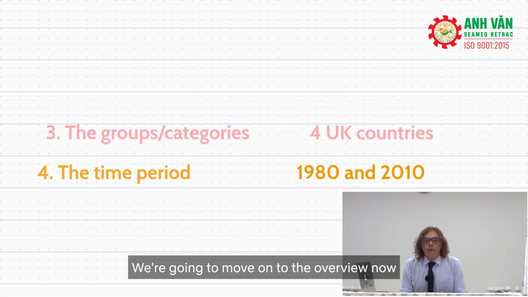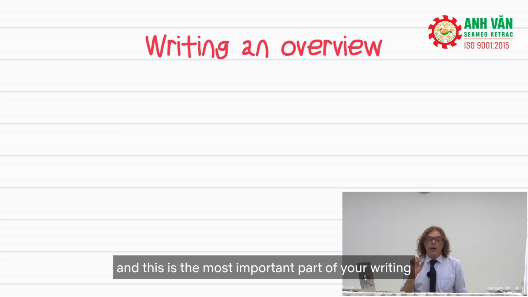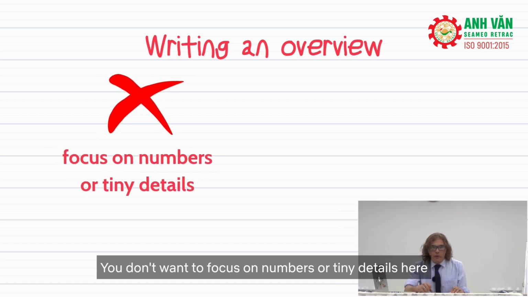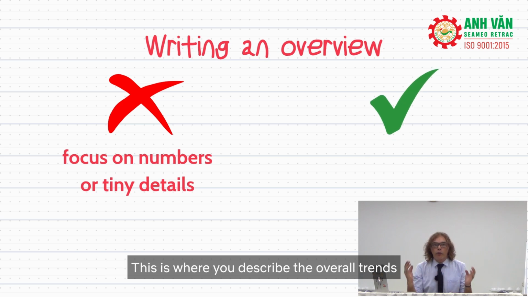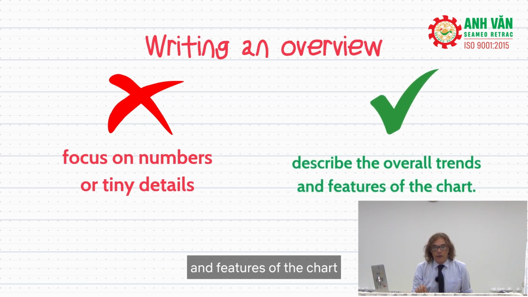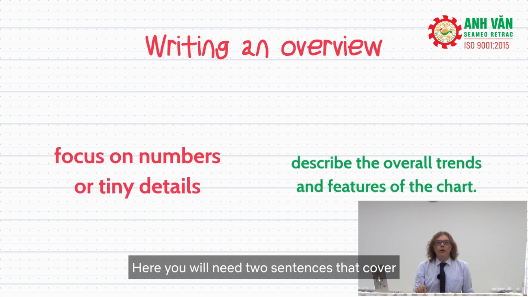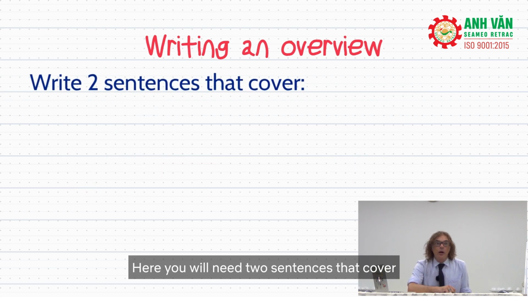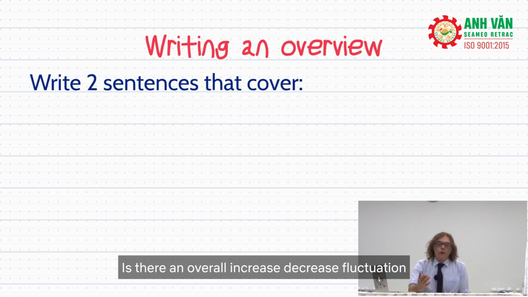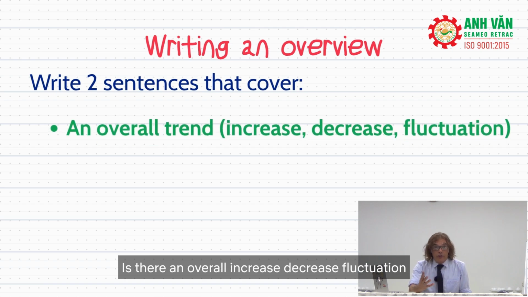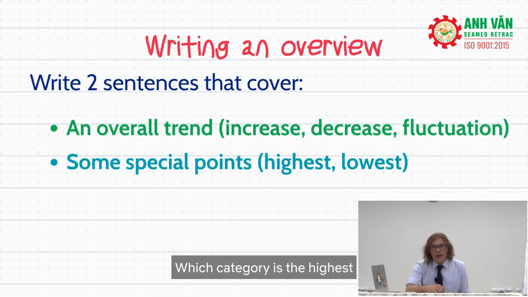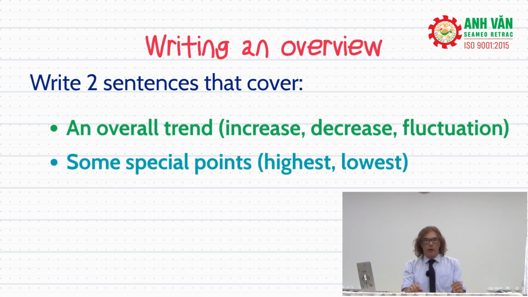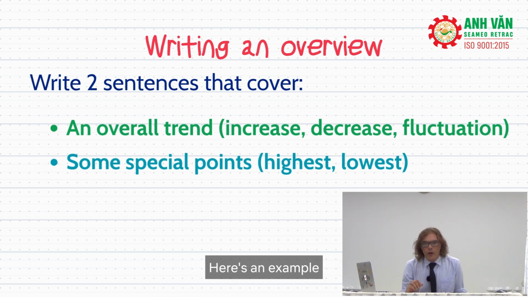We're going to move on to the overview now. And this is the most important part of your writing. You don't want to focus on numbers or tiny details here. This is where you describe the overall trends and features of the chart. Here, you will need 2 sentences that cover the general trends. Is there an overall increase, decrease, fluctuation? And some special points. Which category is the highest? Which is the lowest? Here's an example.